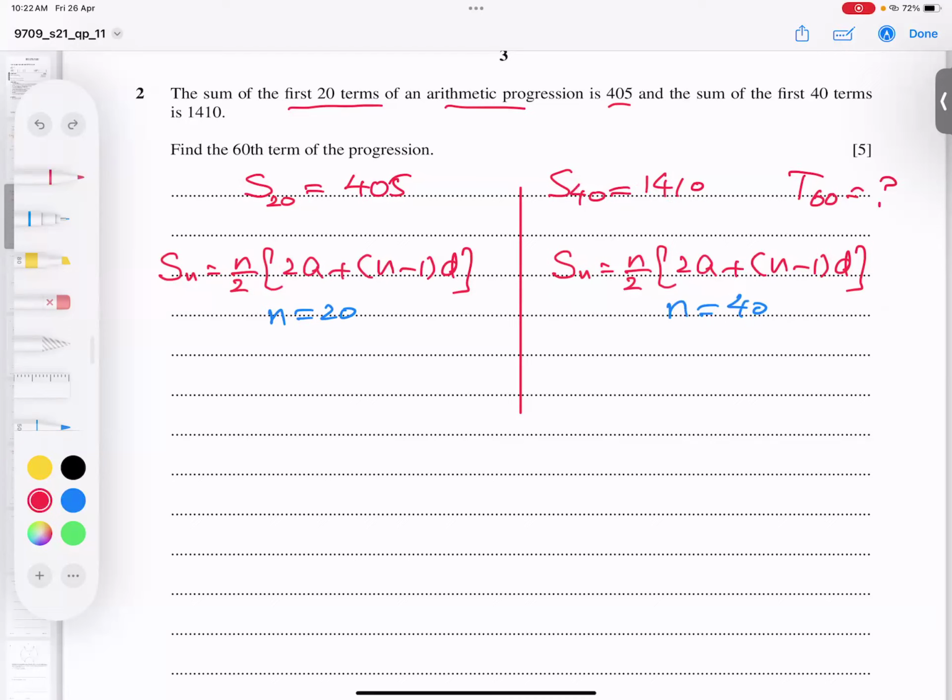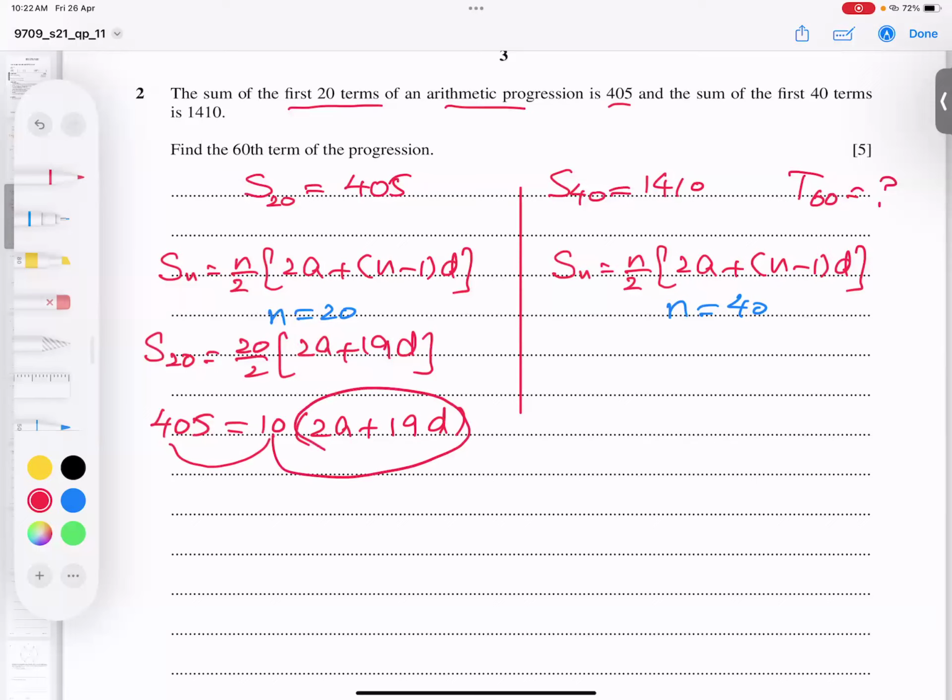Now plug in 20 for each n, so I get S20 equals 20 over 2, times 2a plus (20 minus 1) d, which is 19d. S20 is 405. I got a 10, and in the bracket 2a plus 19d. So I can make it easy: 10 will divide there. If 10 divides there, it becomes 40.5. It is all coming in decimals. Normally we avoid decimals, but I think maybe this will be easy for you. Let's go for the next one.